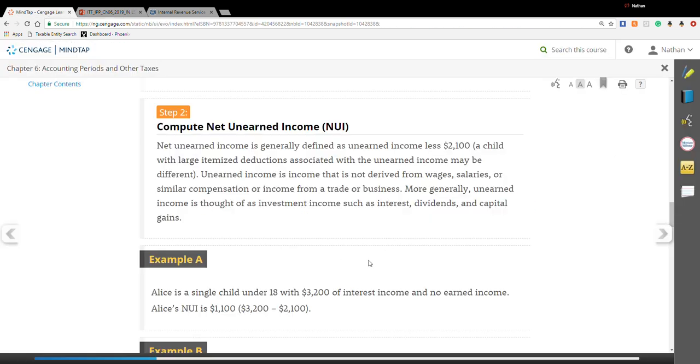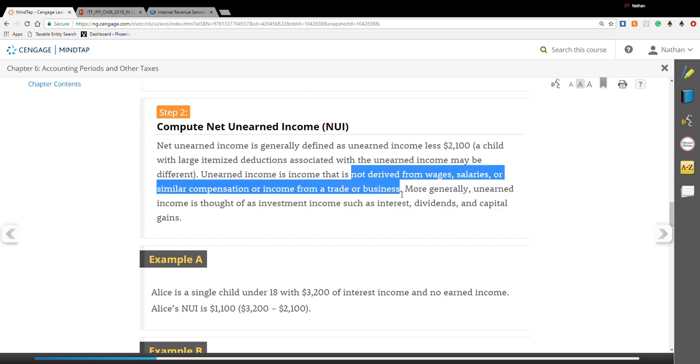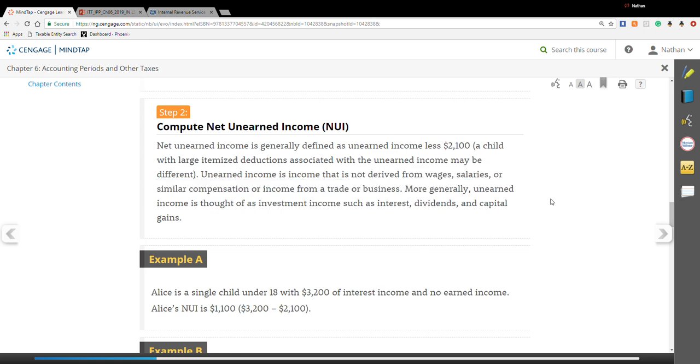So here we're going to compute the net unearned income. And again, net unearned income is generally defined as unearned income less 2,100. A child with large itemized deductions associated with unearned income may be different. Okay? Again, this is the big thing. It's not derived from any wages, salaries, or similar compensation or income from a trade or business. Mostly it's unearned through investment income such as interest, dividends, and capital gains.